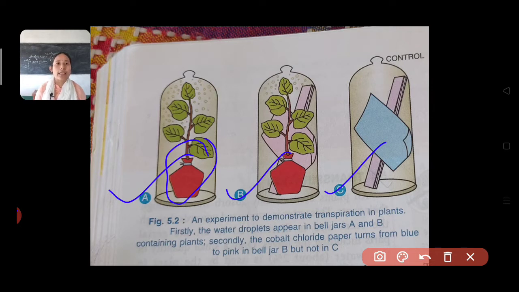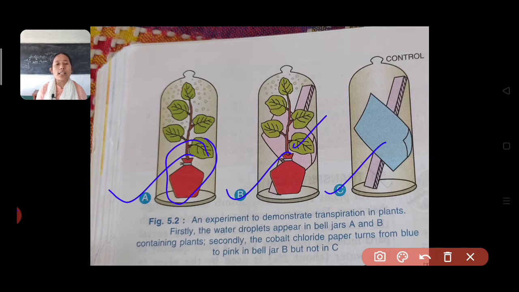So that's setup A. Setup B, you have a similar setup to that of A, but here on a slide or on a wooden plank you have a cobalt chloride paper placed. Okay, you have a cobalt chloride paper placed. And setup C is your control, because here you do not have a potted plant. Whatever is under study, except that, if you are keeping all the environment the same, that's a control. So here you are using just a cobalt chloride paper. Okay, and the bell jar is properly sealed, similar to that of setup A and setup B.